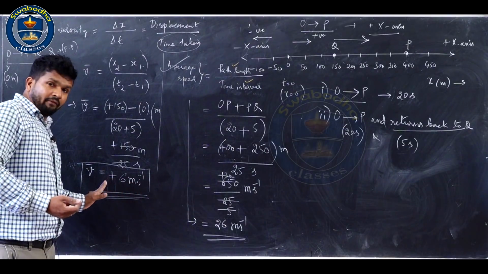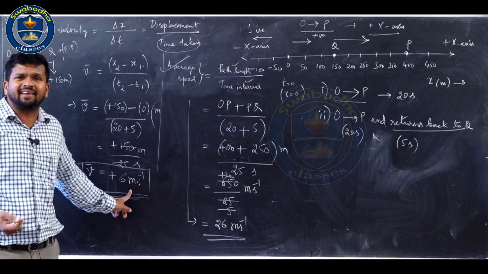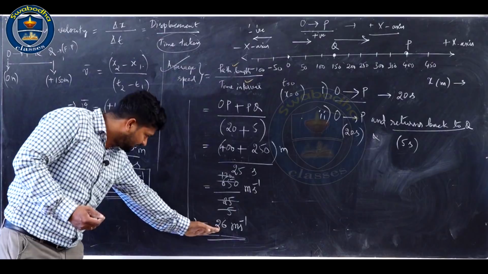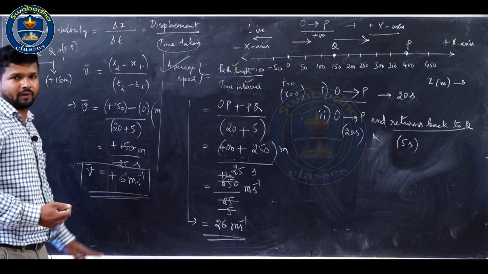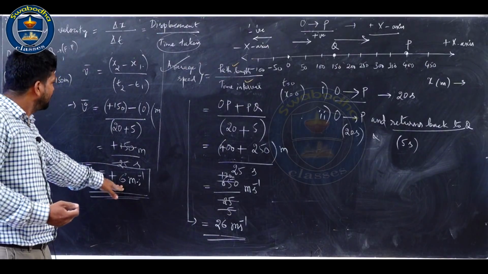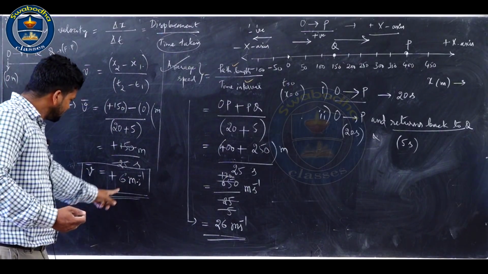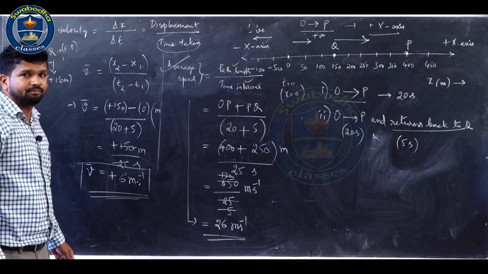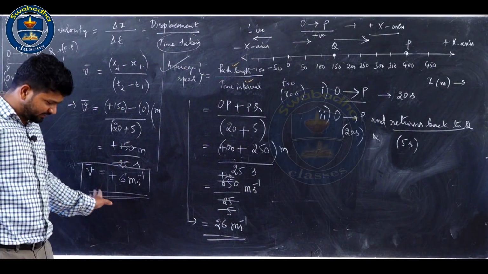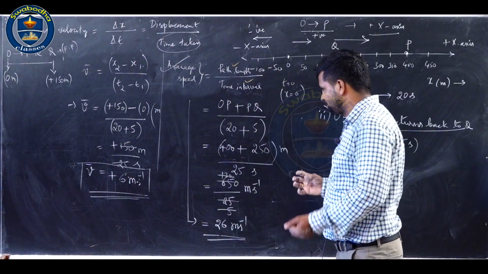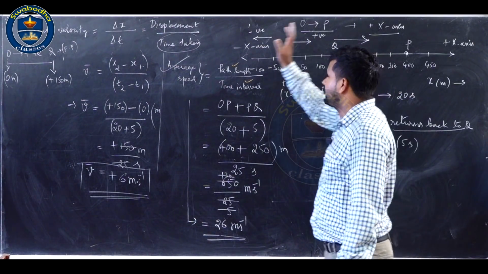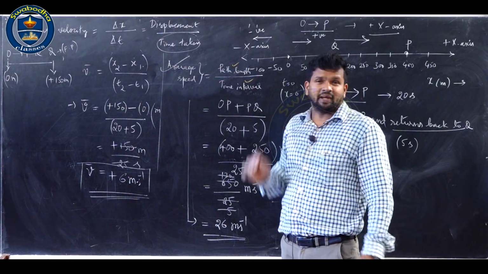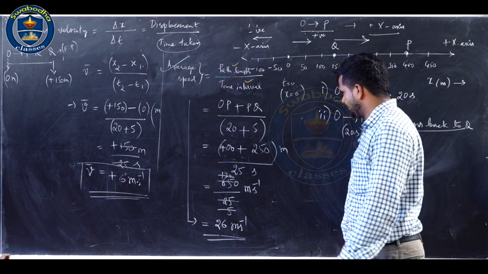Whereas the magnitude of average velocity is 6 meter per second. They are not equal. See, average speed is greater compared to the magnitude of average velocity. The magnitude of average velocity during the same situation is only 6 meter per second, whereas average speed is 26 meter per second. So in general, this is the reason why we make a statement like this: in general, average speed is greater compared to the magnitude of average velocity.